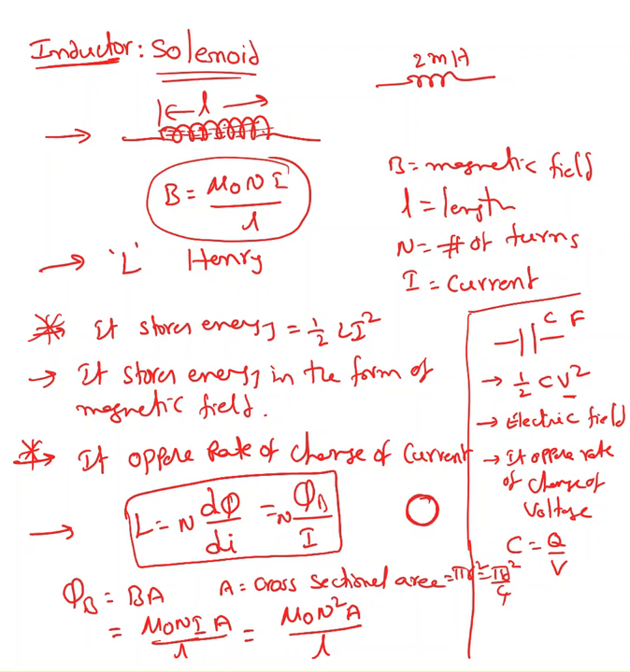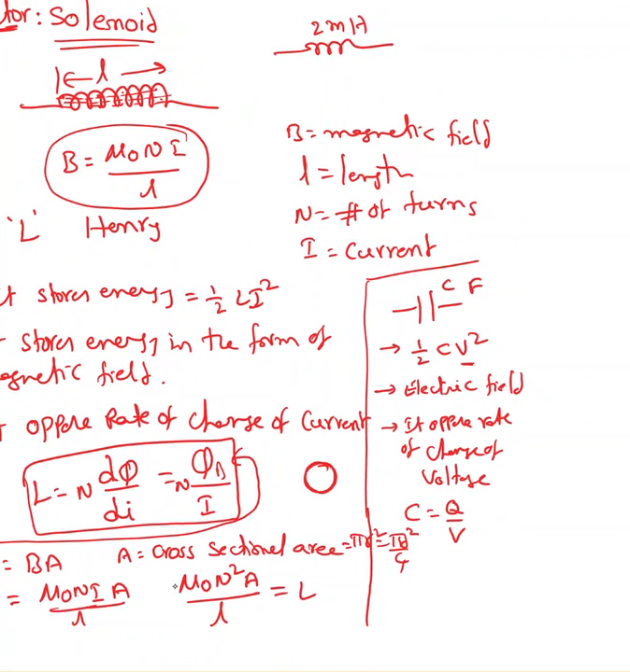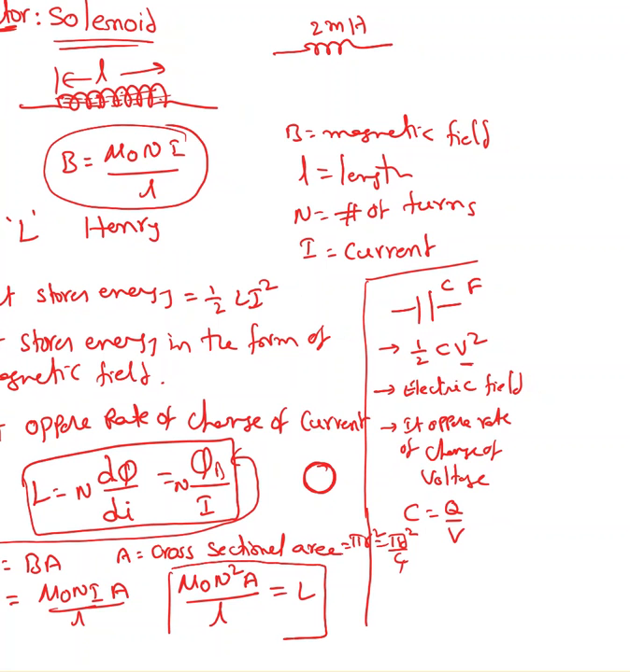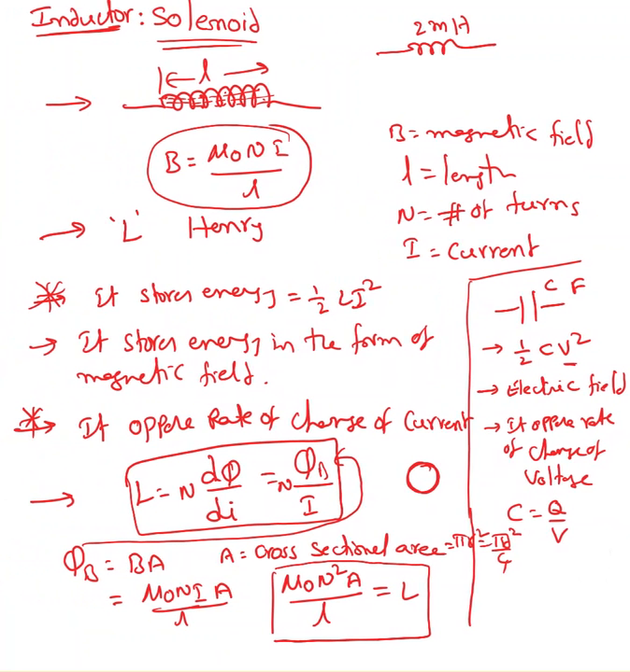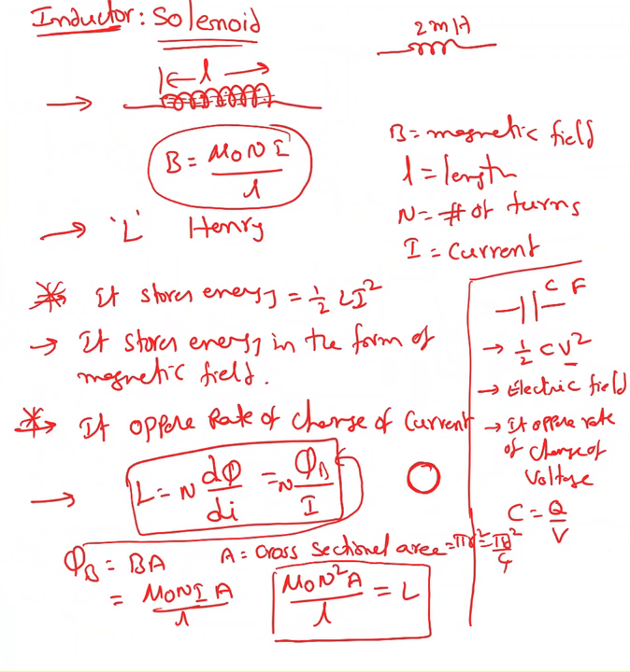This is nothing but L. So what I'm doing is substituting this value right there. So this is the inductance value. Inductance is nothing but mu naught n square A over L. L is length of the solenoid or length of the inductor.